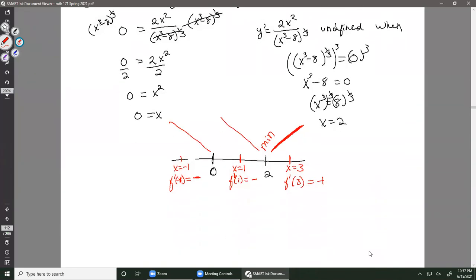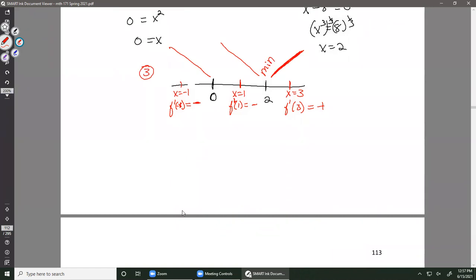And this was step 3. I keep forgetting to label that. And then step 4, we want the points. So the only point we care about is 2. So when x is equal to 2, plug 2 back into your original equation. We get y is equal to 0. And that is a relative min.